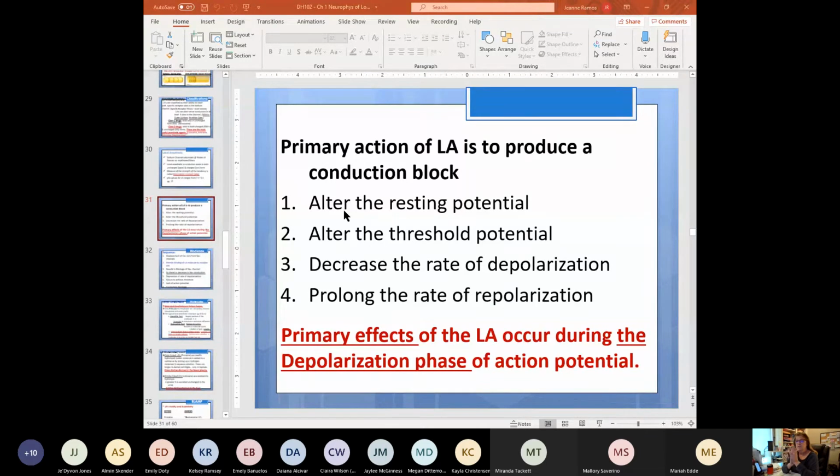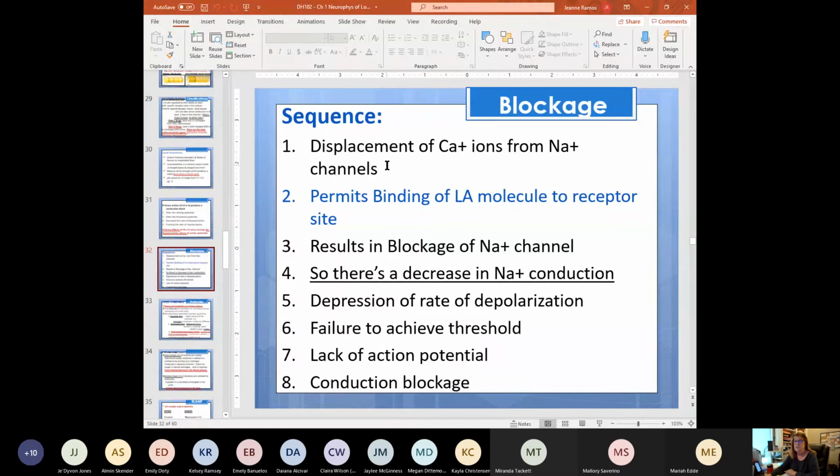The primary effects of the local anesthetic occur during the depolarization phase, during the slow and rapid depolarization. So the sequence is this. In order for there to be blockage, there's displacement of the calcium ions from the sodium ions in the channels, and just know that. It's going to permit binding of the local anesthetic molecule to the receptor sites. So the local anesthetic is going to bind to all those receptor sites in those channels.